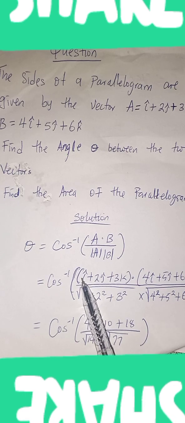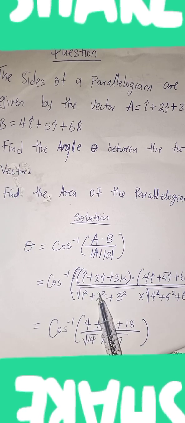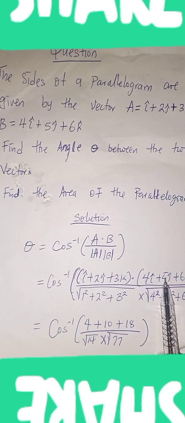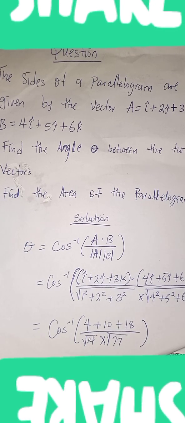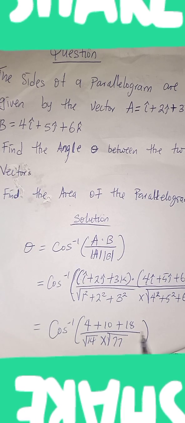The coefficient of this one is 1, you square it. The coefficient is 2, you square it. The coefficient of this one is 3, square it. Same thing for this: 4 square, 5 square, 6 square. Then leave the ijk alone. That's how to find the coefficient. So this one should be plus, positive. Then you're going to have cos inverse of this.